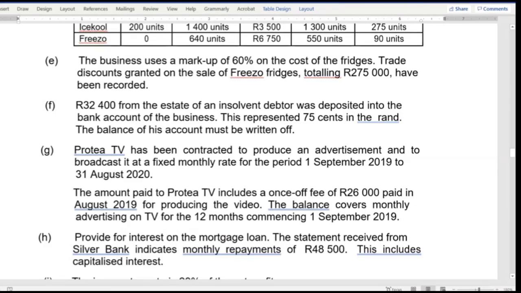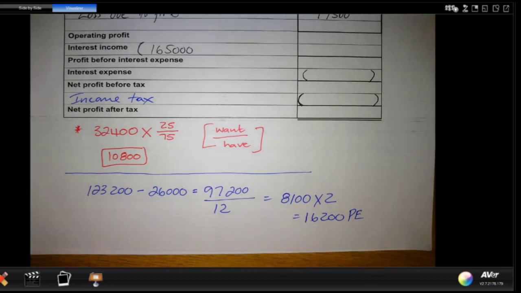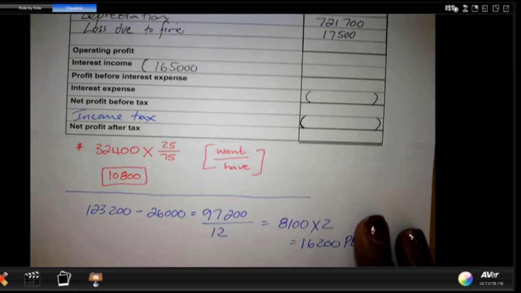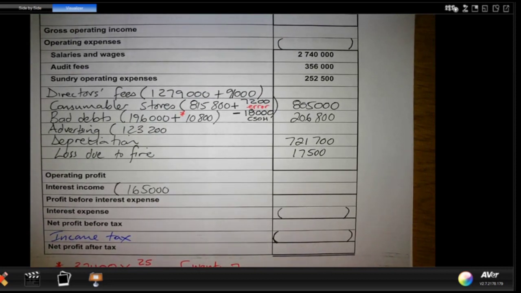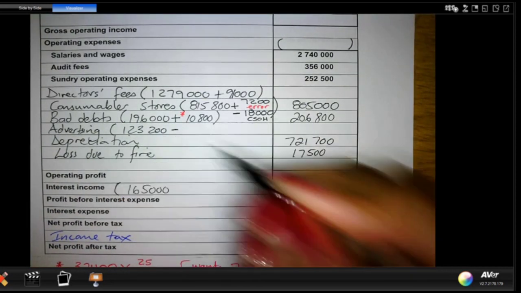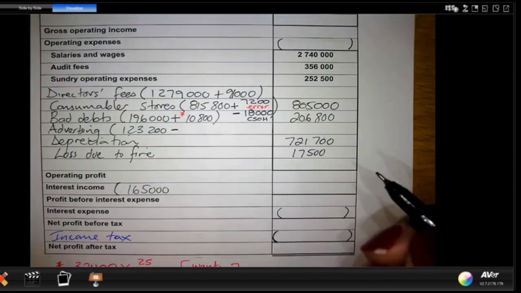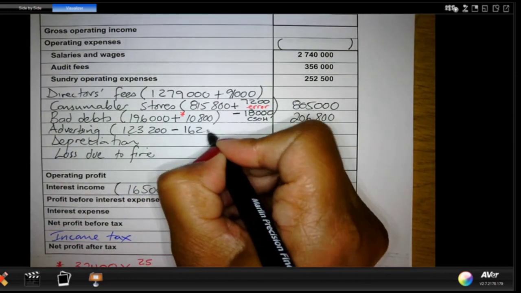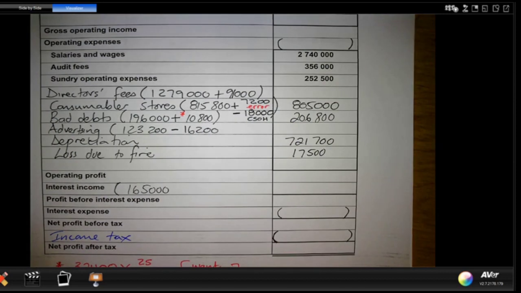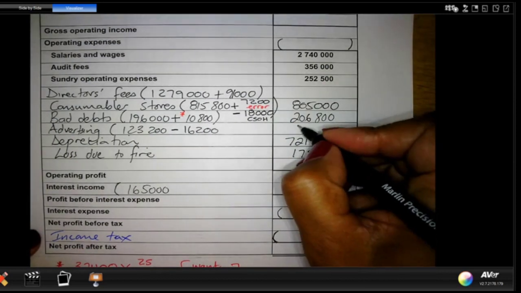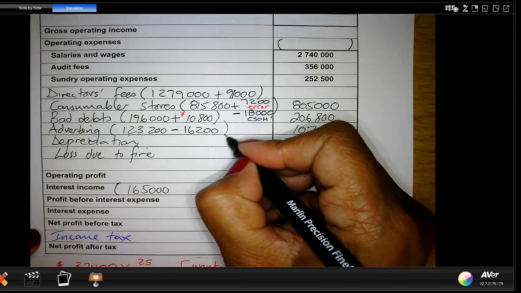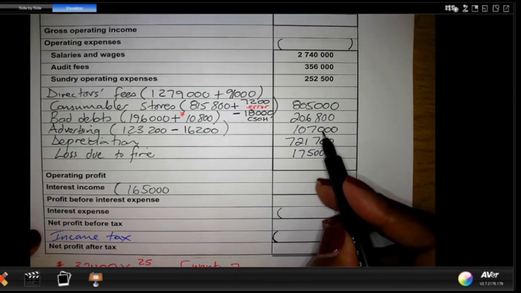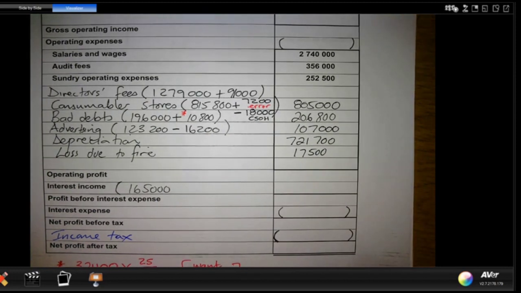Okay, so let's see now. How does this affect my calculation? Rule for prepaid expense: I always minus prepaid expense from my expense, so minus 16,200. And I'm going to give you the rule for accrueds as well. So that gives me 107,000. That is my actual expense for advertising for the financial year from September to June.